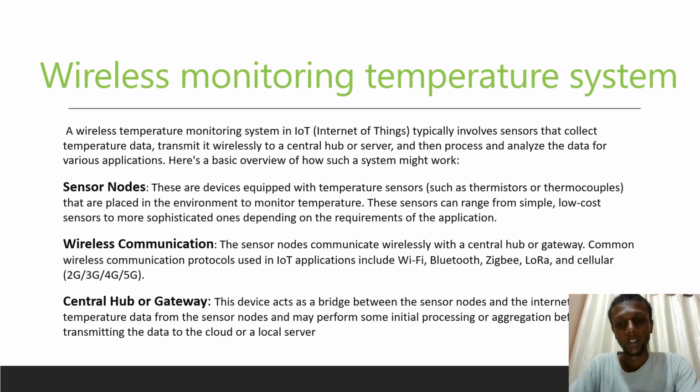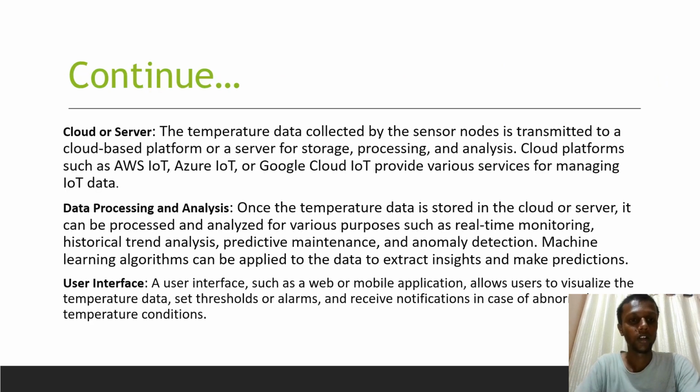Central hub or gateway. This device acts as a bridge between the sensors and the Internet. It collects temperature data from the sensor nodes and may perform some initial processing and aggregation before transmitting the data to the cloud or local servers. Continuing the wireless temperature monitoring system, cloud or server. The temperature data collected by the sensor nodes is transmitted to a cloud-based platform or a server for storage, processing, and analysis.